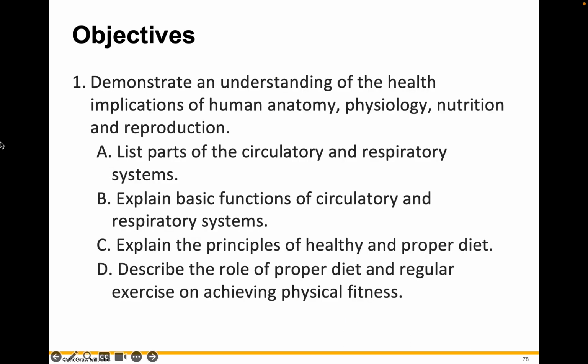All right, so at this point, you should understand the health implications of human anatomy and physiology with respect to the respiratory system. You should be able to list the parts of the respiratory system and explain their basic function. You should also be able to understand the connection between, we didn't talk about diet in this one, but we did talk about exercise in that feedback loop. If you have any questions, jot them down, bring them to office hours. We can Zoom or chat about them by email, or you can bring them with you to lab.